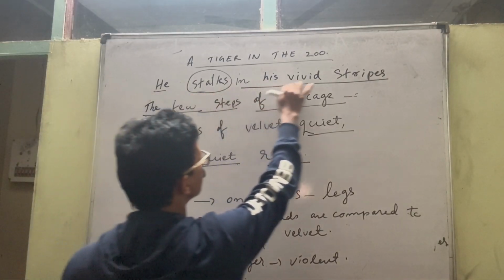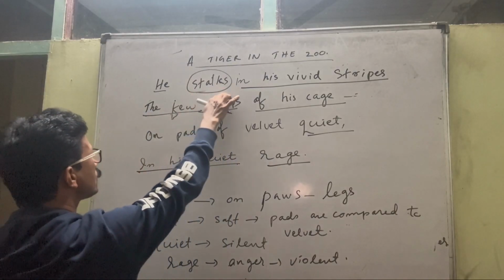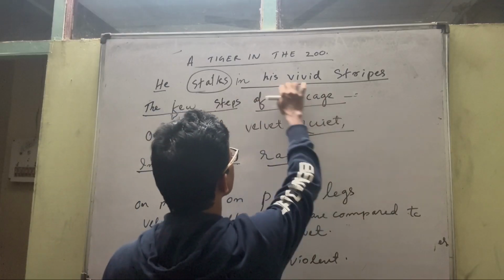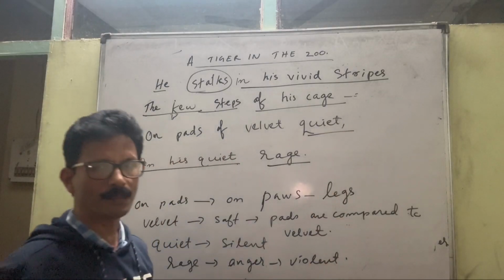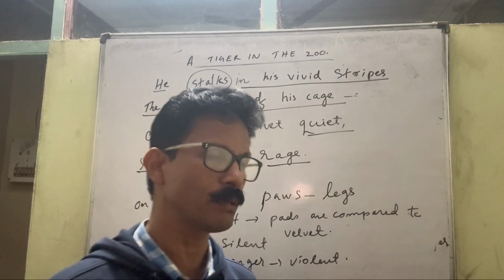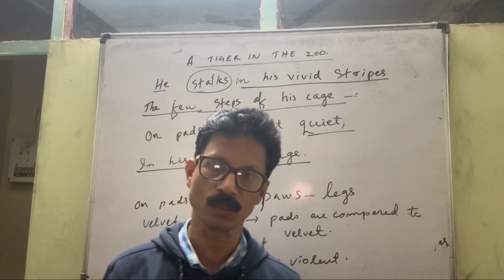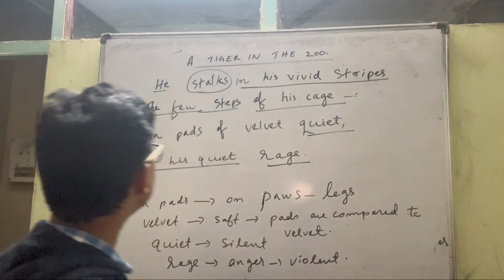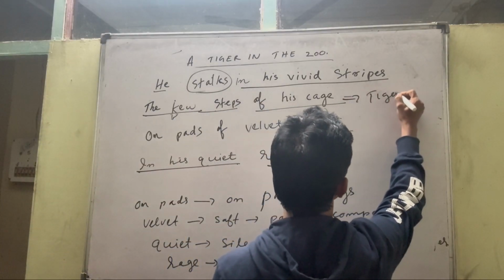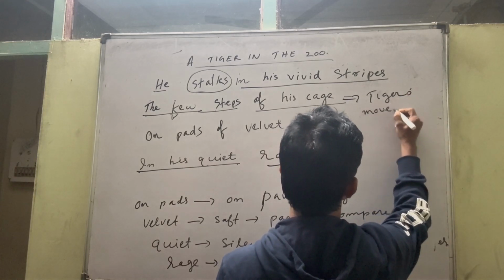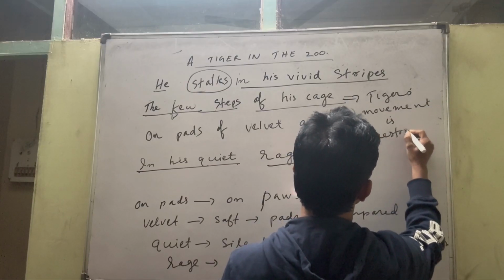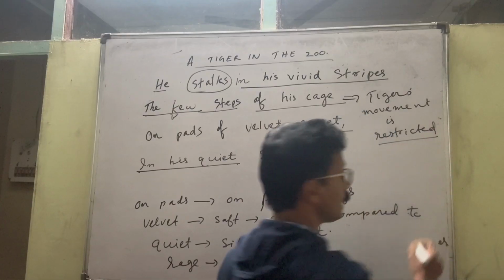He stalks in his vivid. He means the tiger. He is stalking means he is following. The few steps of his cage. How you see in his vivid stripes, means the body of the tiger is described here. All of us have seen the tiger's body, and it is described here. The few steps of his cage means the tiger's movement is restricted. He is restricted. Okay.